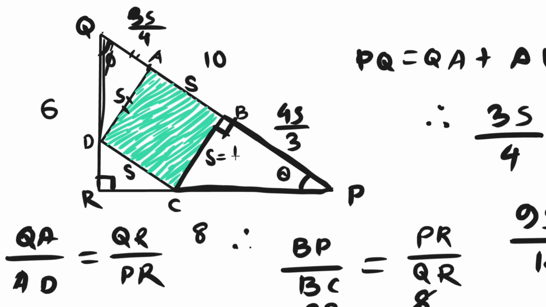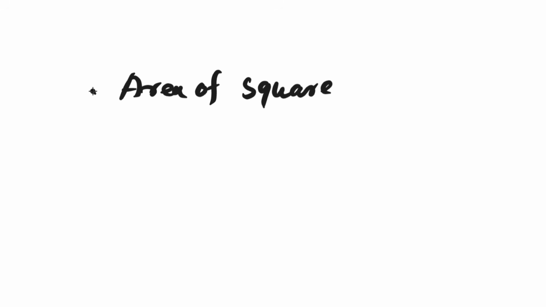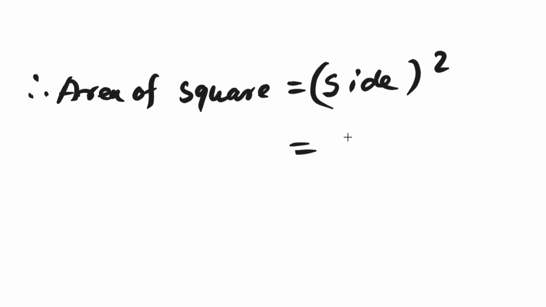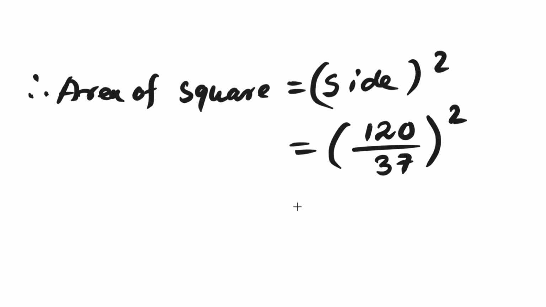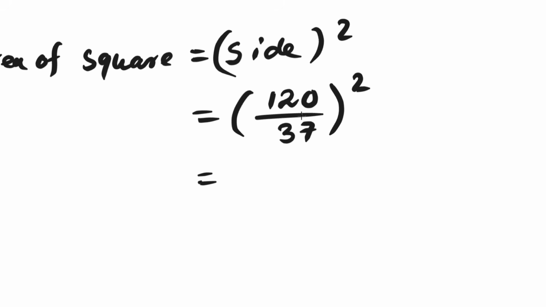But the problem is asking for the area of the square, not just its side length. So, now we use the area formula we discussed at the beginning. The area of a square equals side squared. Therefore, the area equals the quantity 120 divided by 37 all squared. When squaring a fraction, remember that we square the numerator and the denominator separately.